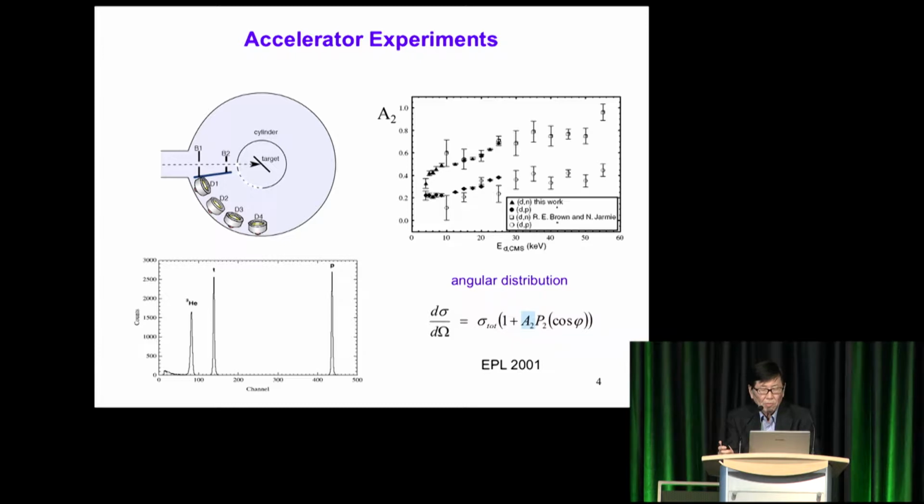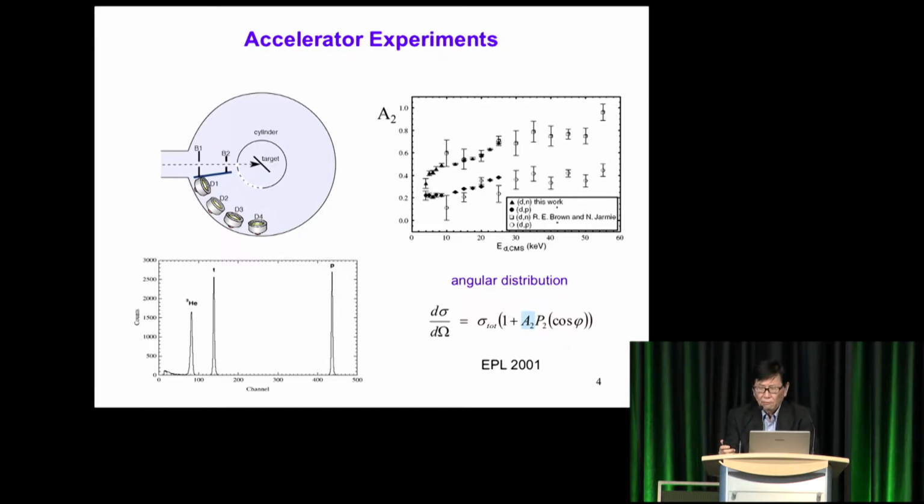This shows schematically the experimental setup. The upper left figure shows a scattering chamber, inside of which they placed 4 silicon detectors to measure angular distributions of charged particles emitted by deuteron beam bombardment. The beam comes from this way to hit a target, and then charged particles are emitted and detected by these detectors.